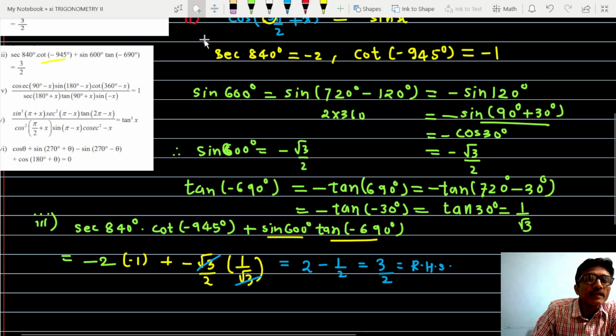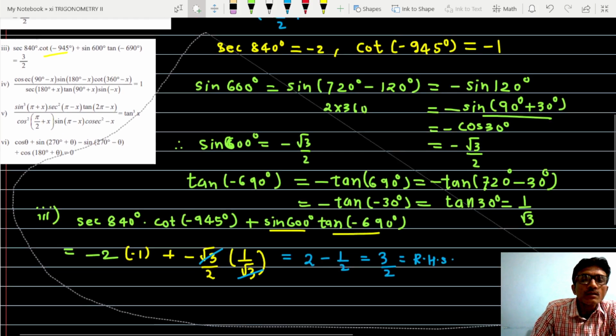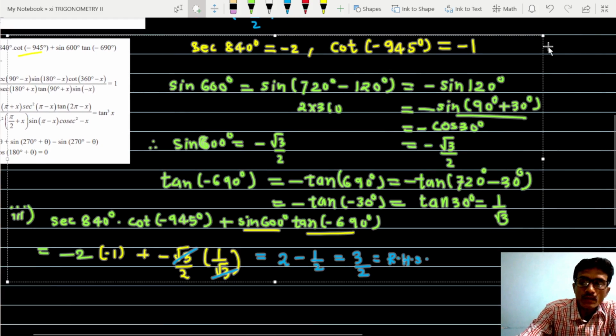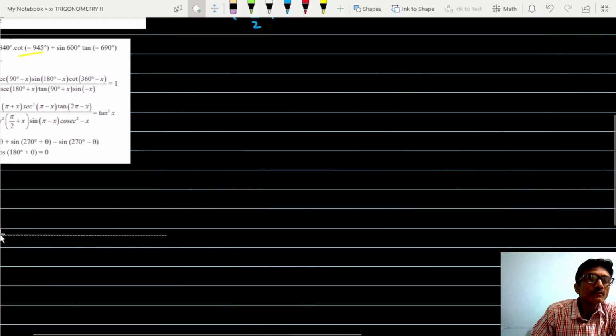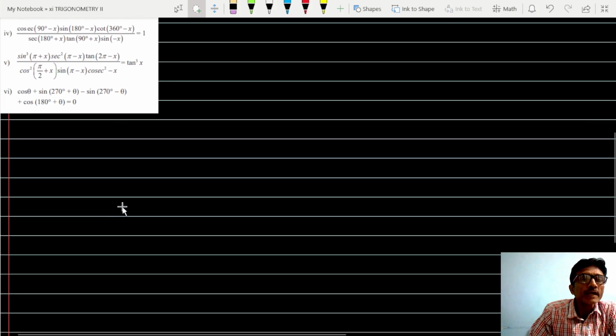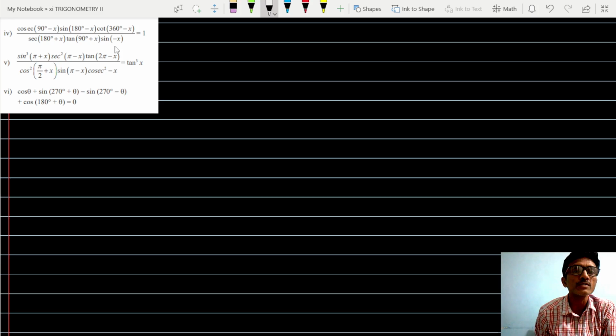Cosec of 90 minus x degree into sine of 180 minus x, then cot of 360 minus x, in the denominator sec of 180 plus x, tan of 90 plus x and sine of minus x. So each value we will find here.